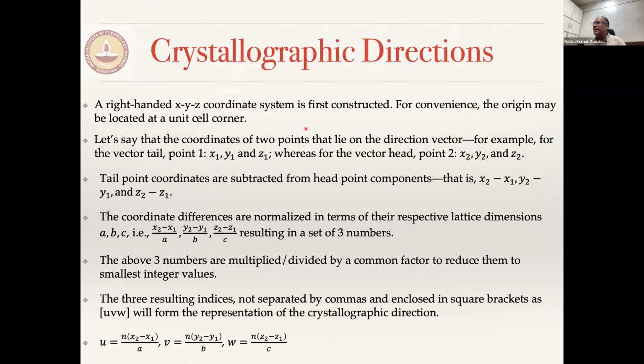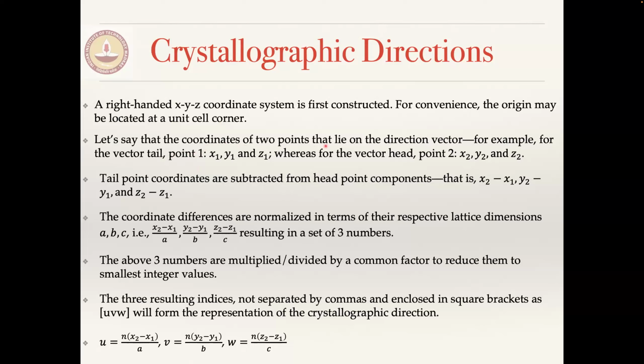So the crystallographic direction, when you want to construct it, the way to construct is the following. Okay. So you have a right-handed XYZ coordinate system, and that should be first constructed. For convenience, the origin may be located at a unit cell corner. You choose your origin to be at a unit cell corner. Okay.